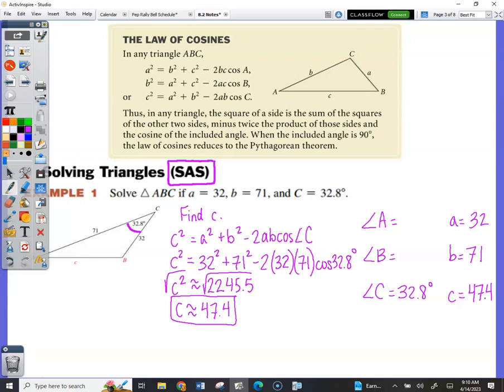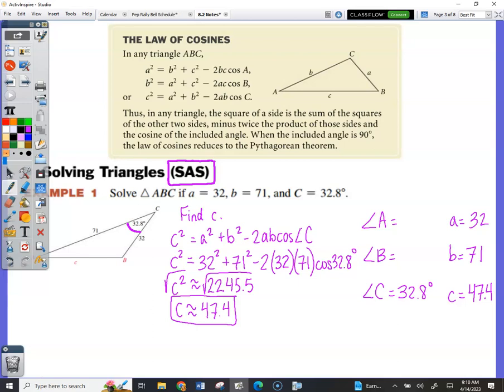It's about to cut off. All right, now what we've got to do is find one of the missing angles. And the good news is, once you find one of them, you can find the last remaining angle by simply doing 180 minus the two you have. So we just have one more formula that we have to use.